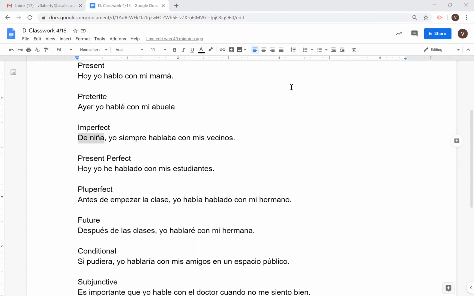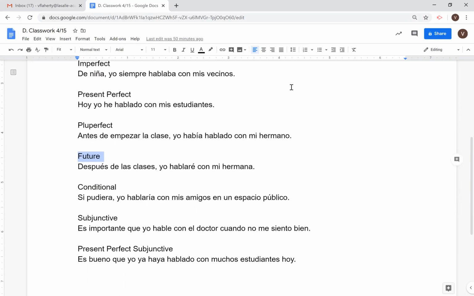Okay, so for the present, the preterite, the imperfect, the present perfect, the pluperfect, and the future, those are very specific things. Those are our concrete tenses. We know that they either have happened or definitely will happen. For the last 3, these are more vague. The conditional might happen given a certain set of circumstances. The subjunctive may or may not happen. In the present perfect subjunctive, we're giving an opinion on how we feel about something that has happened.